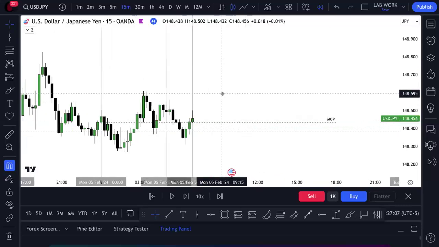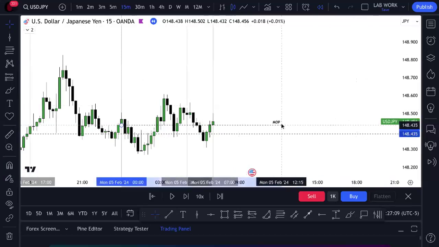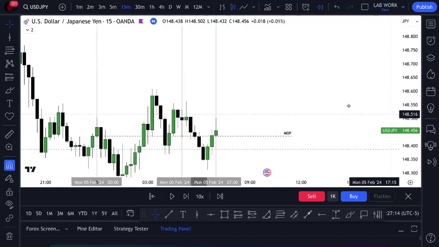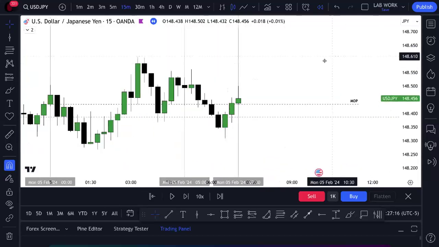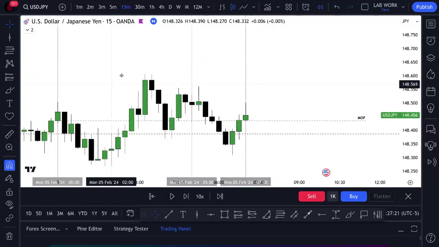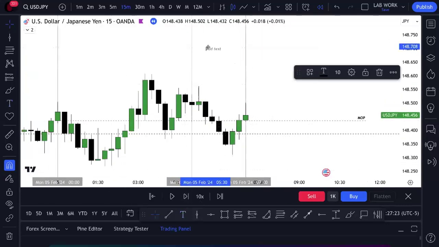The New York model is essentially just utilizing the liquidity pools we have within this dead zone. The dead zone is going to be between 5 to 7. I call this the London lunch because it comes after the London kill zone. So this is the London lunch.